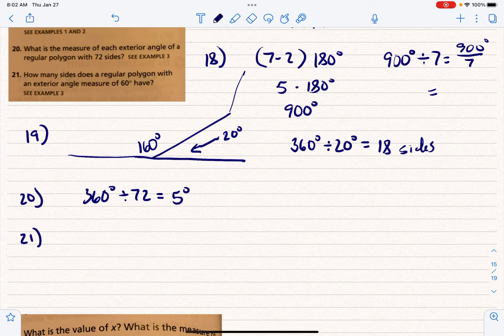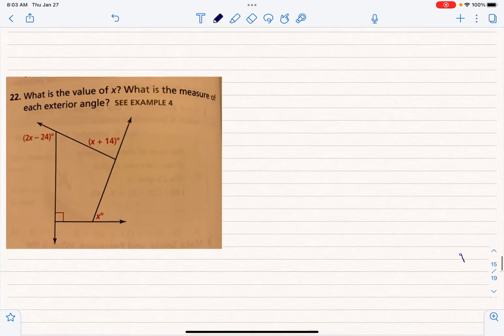Number 21, how many sides does a regular polygon have with an exterior angle measure of 60 degrees? So it's the exact same thing as number 20. In number 20, it's telling you the number of sides and it wants the angle. This one, it's telling you the angle and we want the sides. So we take 360 and ask, how many 60-degree angles are in there? And it's 6. That would be a 6-sided figure, a regular hexagon. All right, moving on.